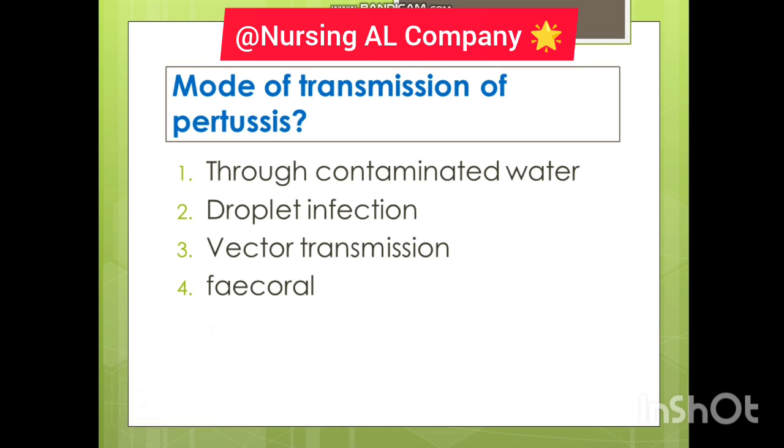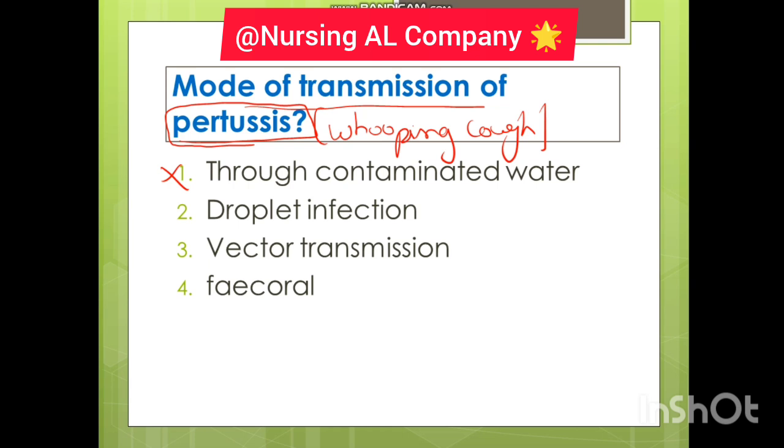Next, mode of transmission in pertussis. Pertussis is also known as whooping cough. It is not through contaminated water, and it is not vector transmission either. Not some kind of bite, not fecal-oral. Droplet infection is the right answer, that is through coughing. The name itself suggests coughing. Pertussis is also known as whooping cough.